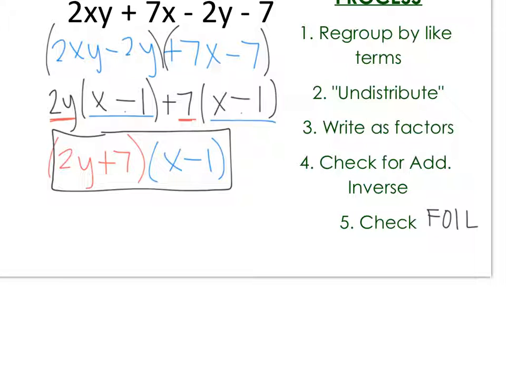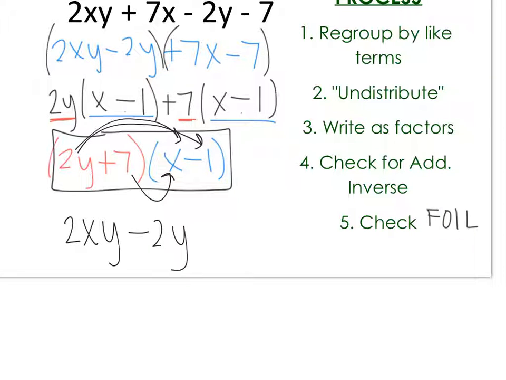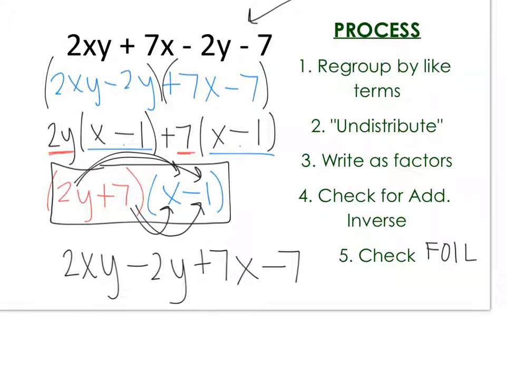If I FOIL 2y times x, I get 2xy. 2y times negative 1 is a negative 2y. 7 times x is plus 7x. And 7 times negative 1 is negative 7. So did we get what we started with in the beginning? You bet we did. We just have a couple things that are in a different order, but that is okay to have terms in a different order.